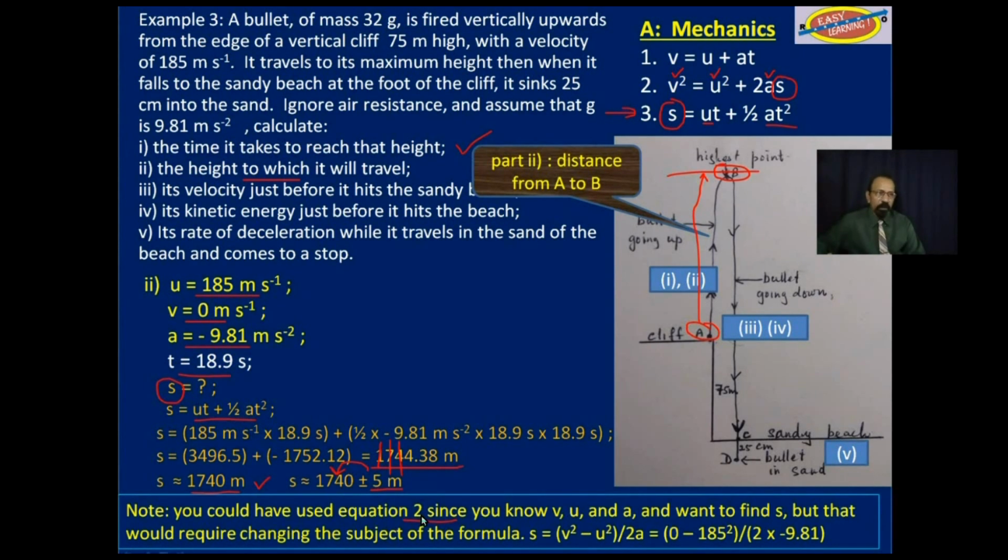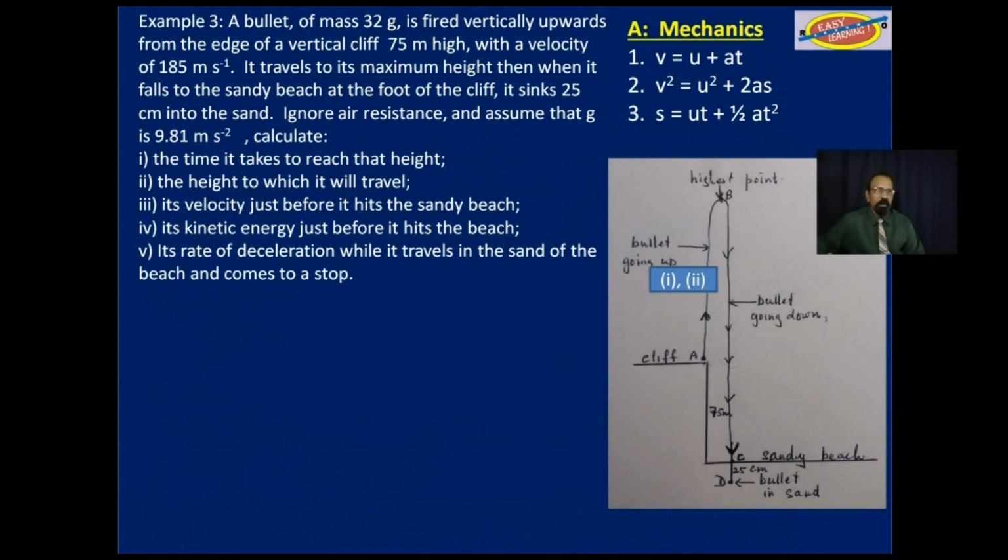Note, you could have used equation 2, since we know V, we know U, and we know A, and we want to find S, but that would require changing the subject of the formula such that S becomes V squared minus U squared over 2A. You substitute the numbers you are given, and you will get back this same answer here. So we have solved part 1 and part 2. How long will it take to reach the highest point, and how high is that highest point? So we did those two questions, that and that.